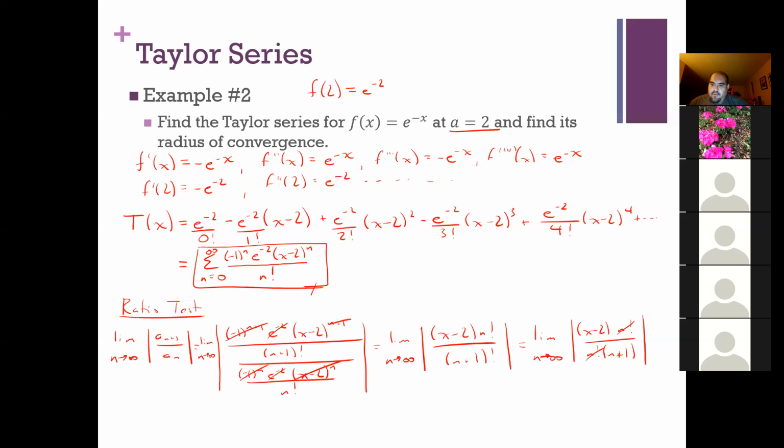So factorials cancel. So again, what is this limit going to become? 0, which is always less than 1. So that means my radius of convergence, or let's say it this way, T of x converges for all real x. So again, once I take an infinite number of terms, this Taylor series, this polynomial looking structure, will be exactly equal to e to the negative x. Any questions here?